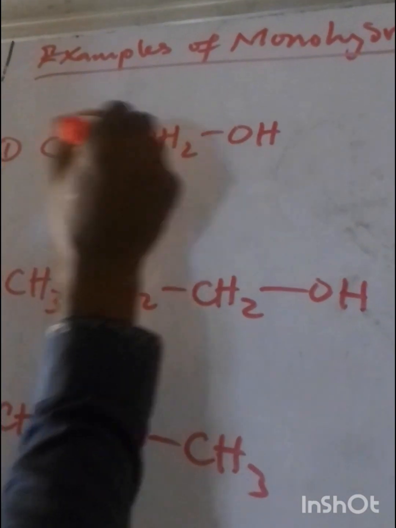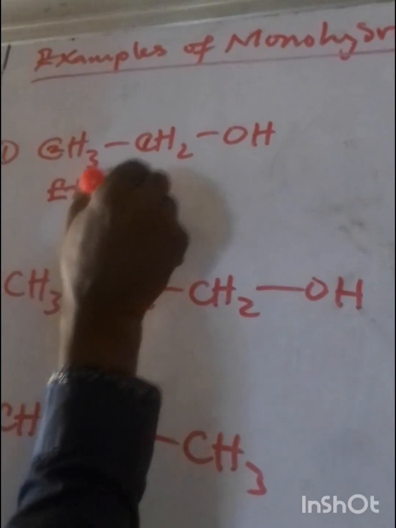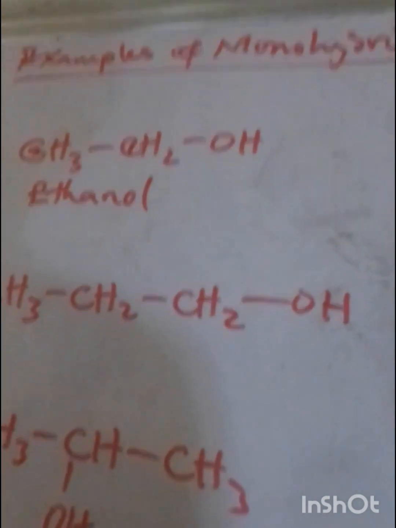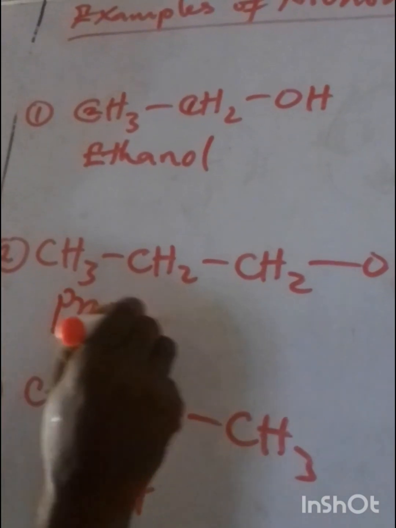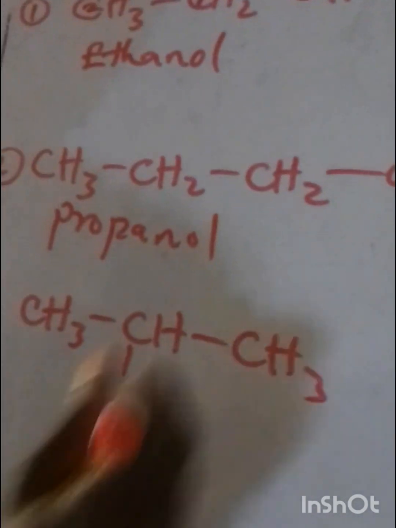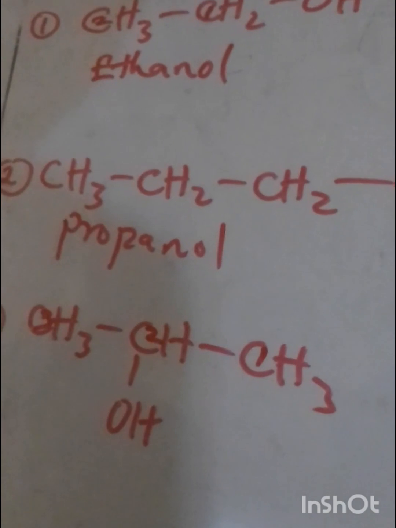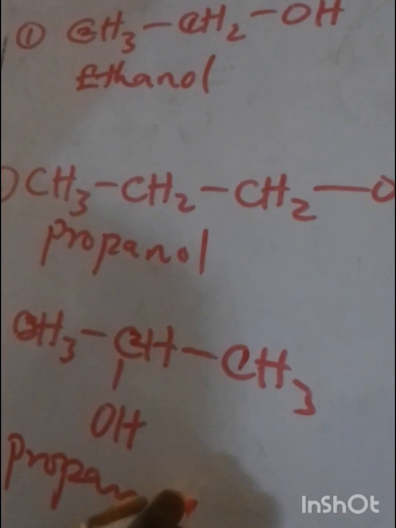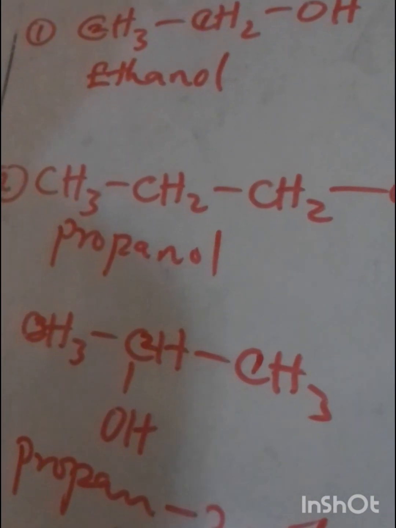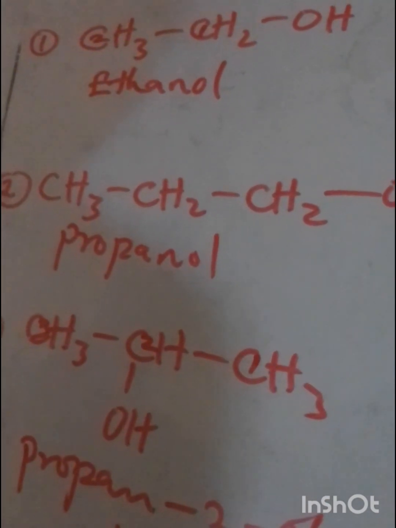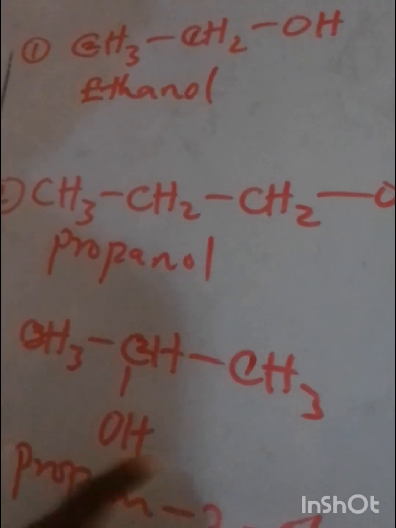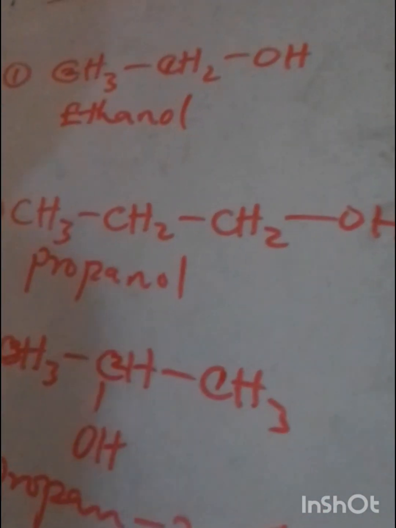Remember, two carbon atoms, 1, 2. So 2 means eth. Then you remove the E and put OL. That is ethanol. And this one having 3 carbon atoms is called propanol. Prop for 3. This one also has 3 carbon atoms, but the OH is attached to the second carbon atom. So what do you call it? You call it propan-2-ol or 2-propanol. The 2 there means the second carbon atom, where the OH is attached. So these are monohydric alkanols.